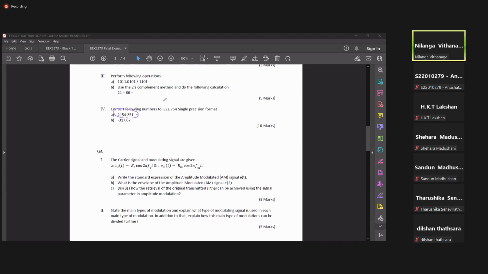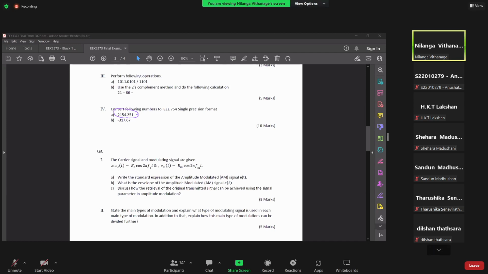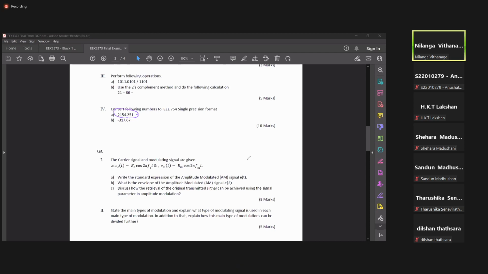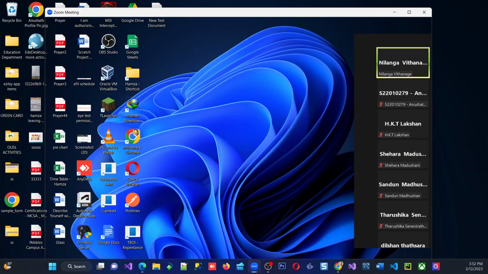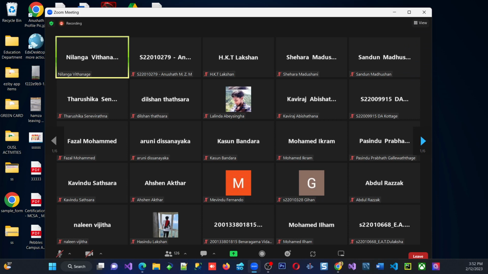To calculate this, actually there are two methods. I will explain them in the answer script. Both methods are there, but I will explain the easiest way, right? Shall I take the whiteboard instead of this one? Then I can.